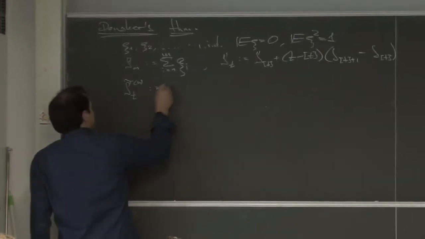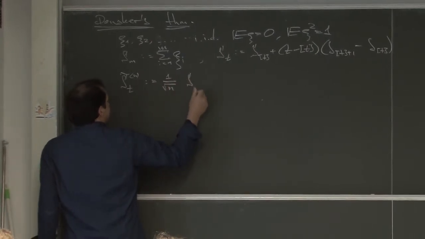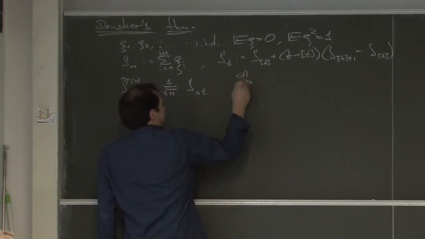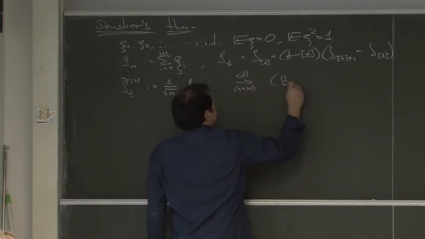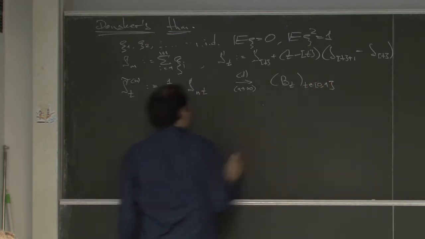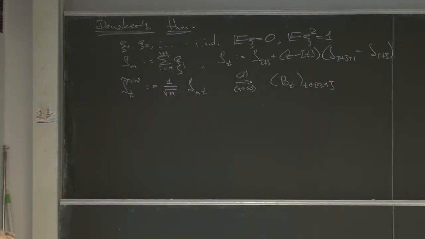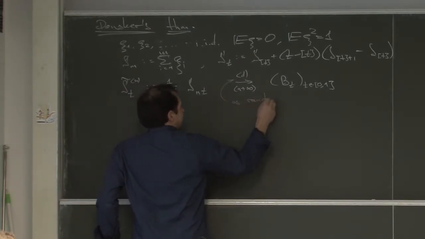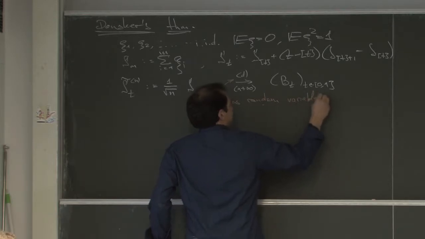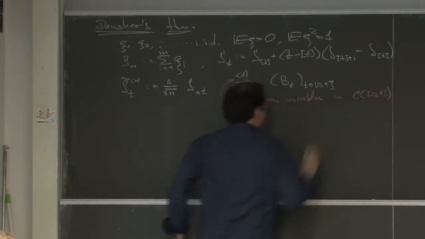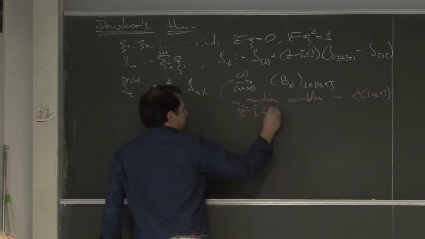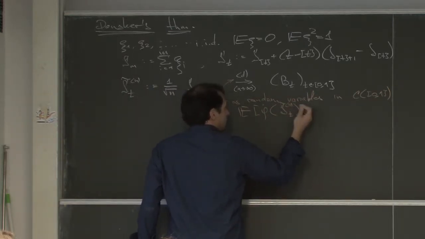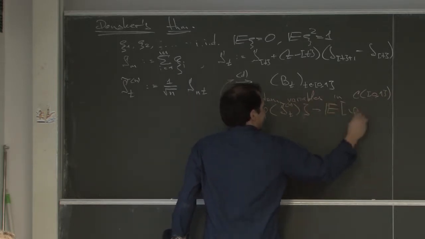So what's that? This is just 1 over square root of n times S at nt. And the theorem says that this converges in distribution to B_t, t in [0,1]. And convergence in distribution, again, means convergence of random variables in the space of all continuous functions. Namely, this is equivalent to saying that any bounded continuous functional computed on these processes converges to the same functional computed on B_t.